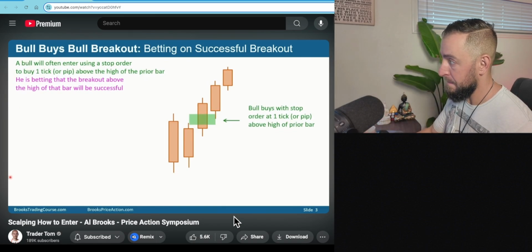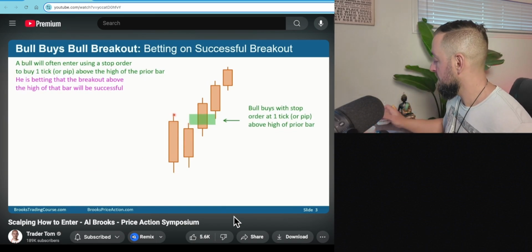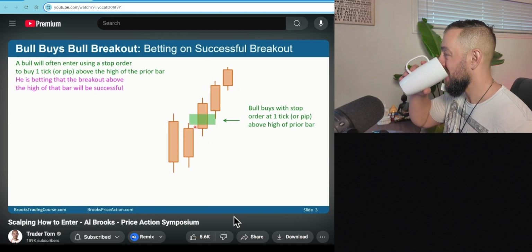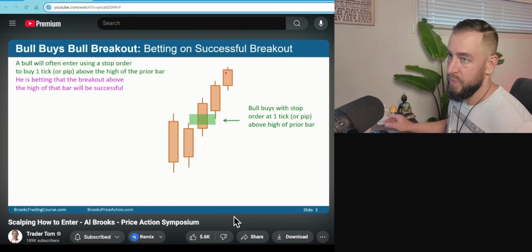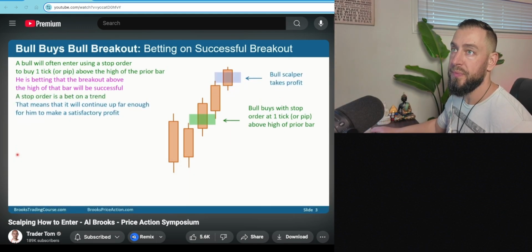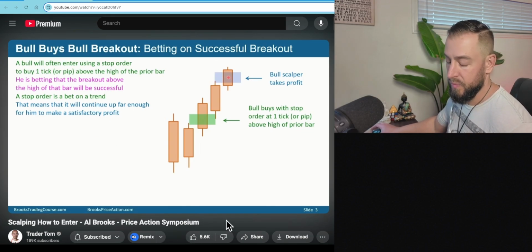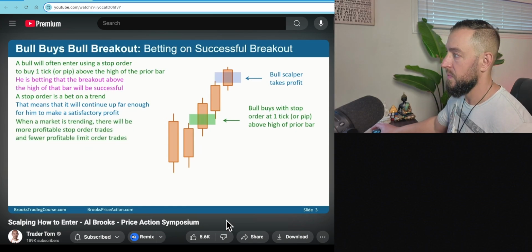He'll place an order to buy 1 tick, or if it's a Forex market, 1 pip above the high of the prior bar. This bar has a high below that bar, so it's a pullback. He's buying as the market goes above the high of this bar. So the market's breaking out above this bar. He's hoping the breakout will continue into a trend. A stop order is a bet on a trend. You're hoping that the market will continue up far enough so that you can take a profit. For example, if you buy here, you might take profits here if you're a scalper. When the market's trending, there'll be many more profitable stop order trades and fewer profitable limit order trades.